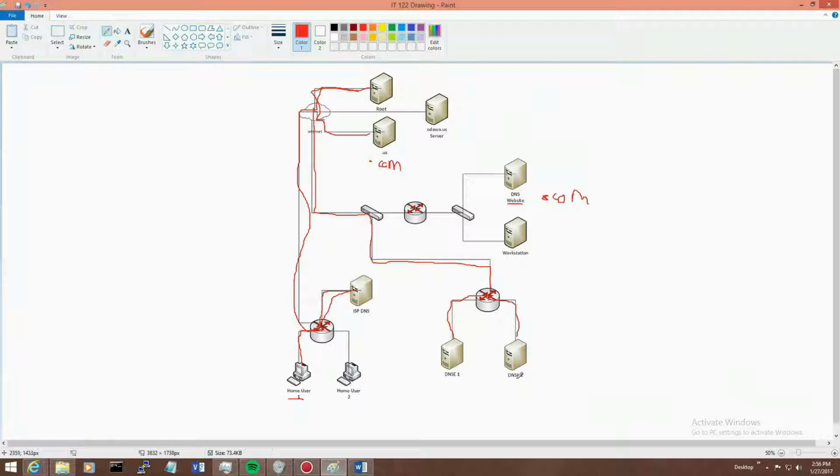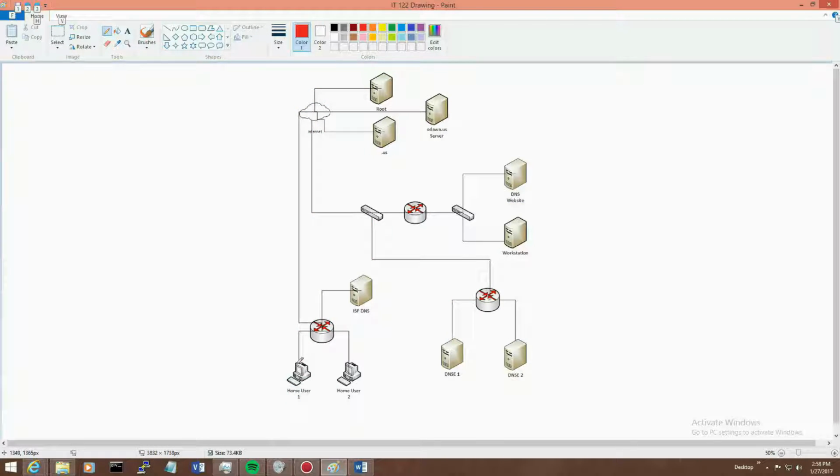DNSE1 and DNSE2 are the authoritative name servers for the .com website. So we send the request to both DNSE1 and DNSE2, and whichever one of these gives us a response first is the one we take. So the response will be the IP address, which will be sent back to our home user number 1 over here.